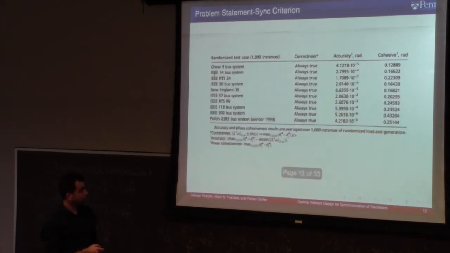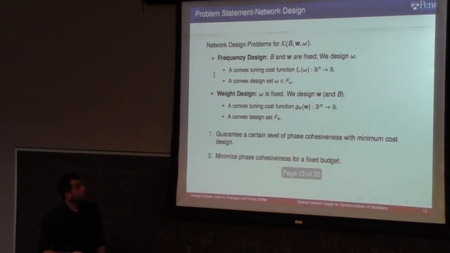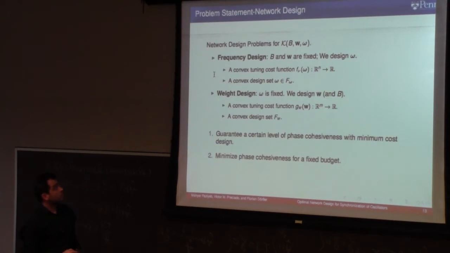In this work, I'm going to use this inequality in order to do the optimization. What are the network design problems that I'm going to consider? The first problem is frequency design, in which I have fixed the structure of my graph. I don't change the weights. I just design the natural frequencies. I assign a cost function to these natural frequencies, and I have a convex design set, and I consider two problems. First, I guarantee a certain level of phase cohesiveness with minimum cost design. So I minimize this subject to some constraint on the phase cohesiveness.